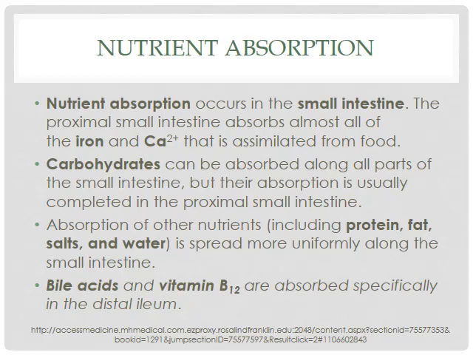Nutrient absorption occurs in the small intestine. The proximal small intestine absorbs most of all of the iron and calcium that is assimilated from food. Carbohydrates can be absorbed along all parts of the small intestine, but their absorption is usually completed in the proximal small intestine. Absorption of other nutrients, including protein, fat, salts, and water, is spread more uniformly along the small intestine, while bile acids and vitamin B12 are absorbed specifically in the distal ileum.